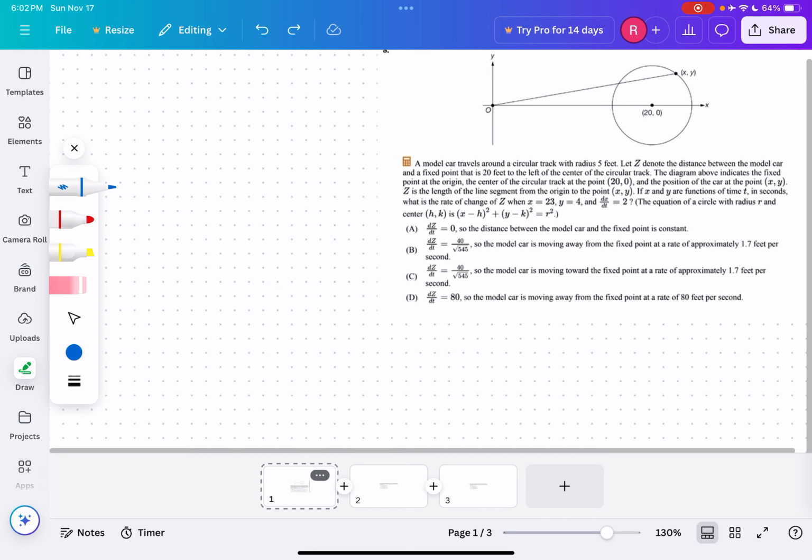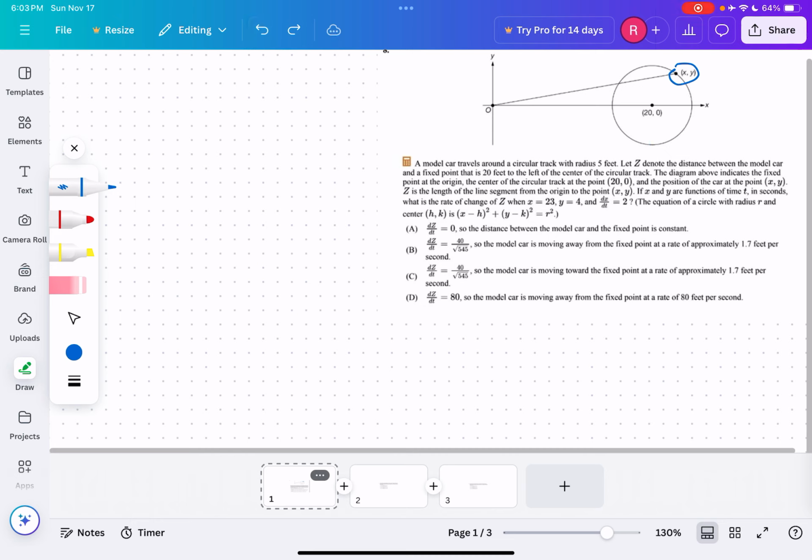So if you're counting the center of the circular track and you're going 20 feet to the left, they're basically talking about the origin. Because if you noticed, the circular track has a center of 20, 0. So if you go to the left by 20 units, you're just going back to the origin. And the position of the car at the point xy. So basically they're saying that this point is the car and it's rotating around the circular track.